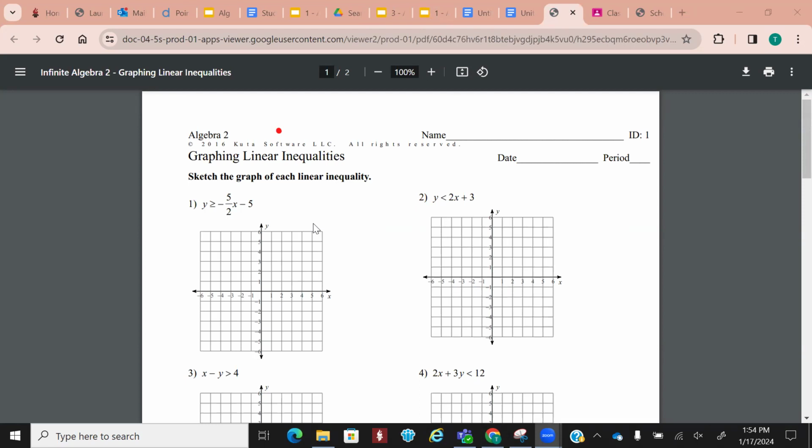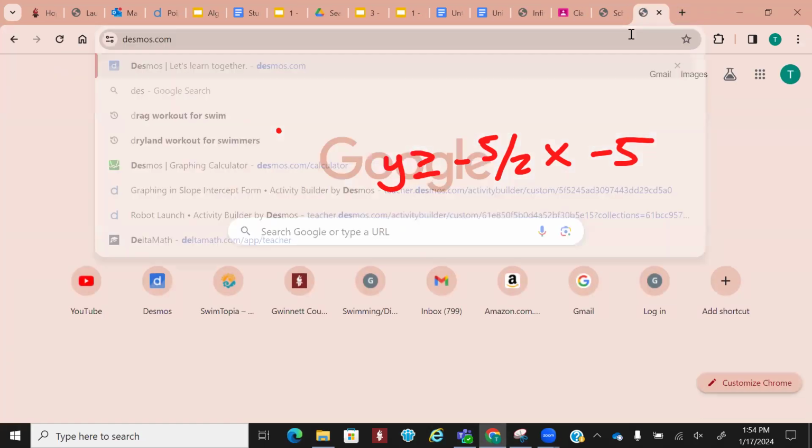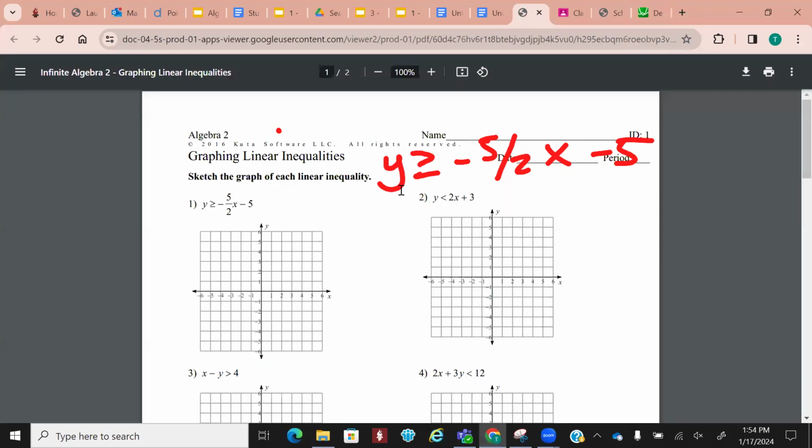Now, you can check yourself on this by plugging this straight into Desmos. You can't copy and paste, but you can type it in. So we've got our equation, y is greater than or equal to -5/2 x minus 5. First of all, you should be able to graph this at this point without having to do this, but check your work, you can go into Desmos.